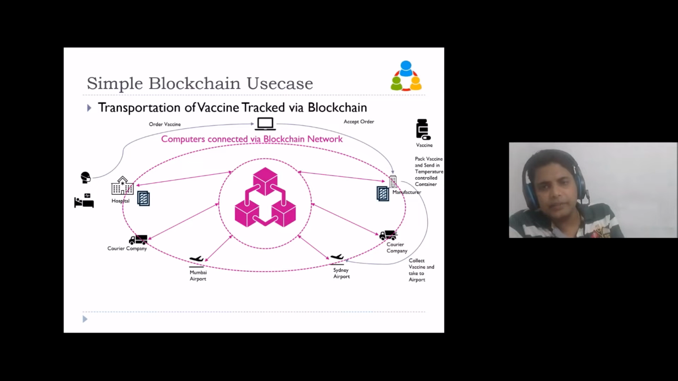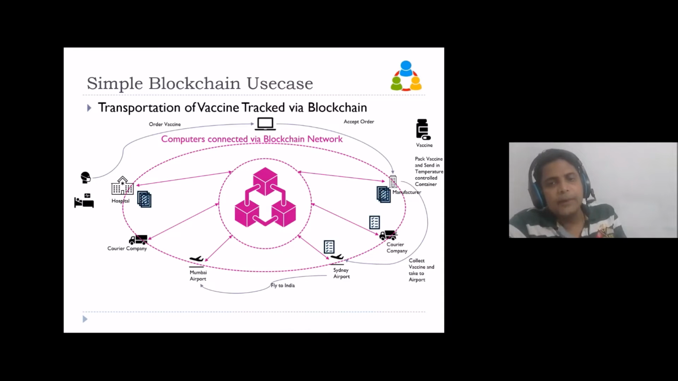The next step in that process is that they will engage a courier company to send it to the airport. So that information they will update in their ledger, and that information is also broadcasted onto all the computers. Right now I am showing it is updated in the hospital, in the manufacturer's computer, at the courier company's computer, and also at the airport computer. So the airport will know that so and so consignment is going to come.